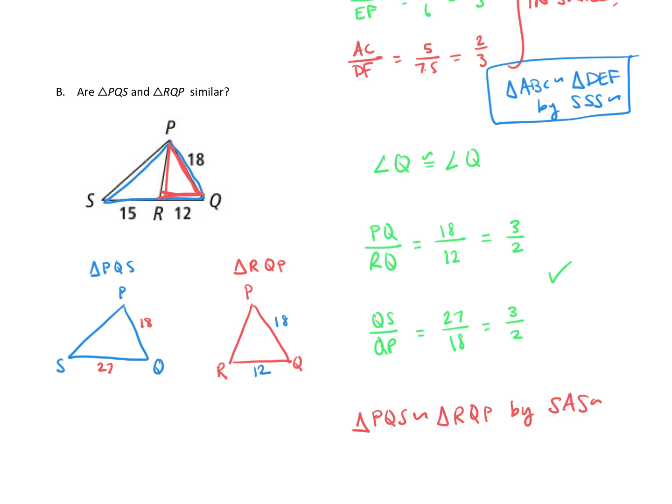If we take a look at the picture, just to show you, here's that angle that is congruent. I didn't mark it in the picture, but here's your side-angle-side. We just showed that our sides are proportional, the angles are congruent, so we have similar triangles by side-angle-side similarity.